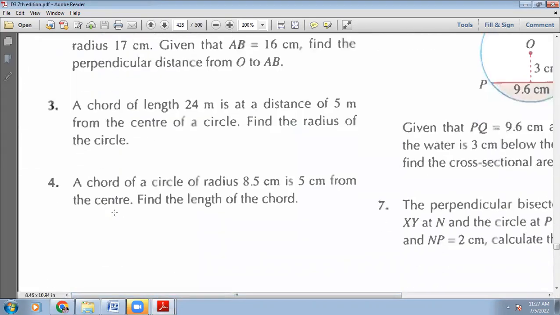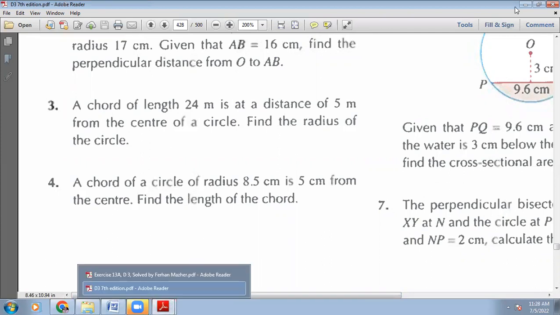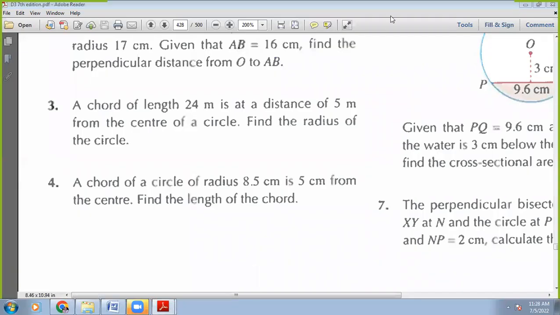The next question coming up on your screen is question number 3. It says a chord of length 24 meter is at a distance of 5 meter from the center of a circle. Find the radius of the circle.